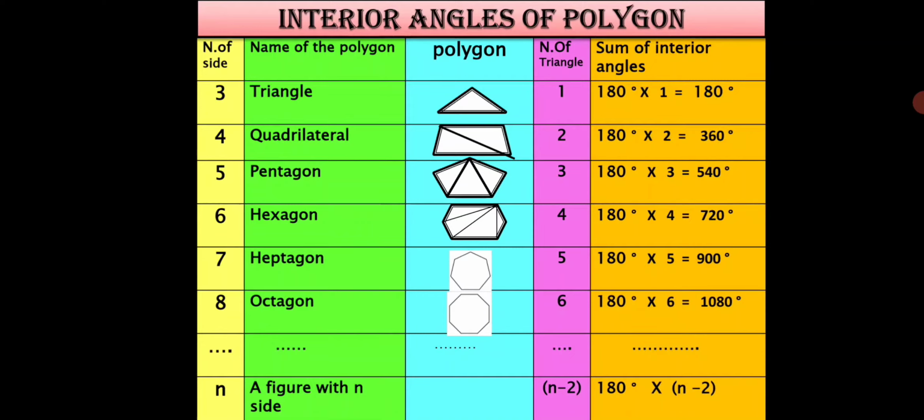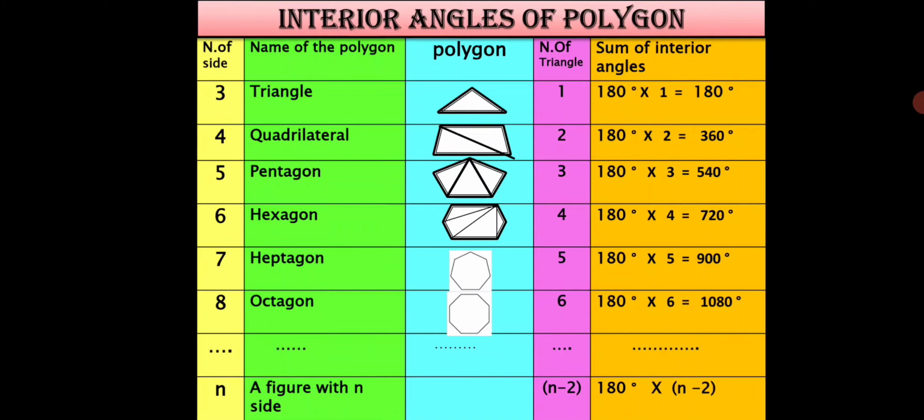Only one triangle is formed. So that's why the calculation is 1 into 180 is equal to 180 degrees. Next polygon, its name is quadrilateral. It has 4 sides and 2 triangles are formed. So that's why while calculating the measure of angle, 180 into 2 is equal to 360 degrees.